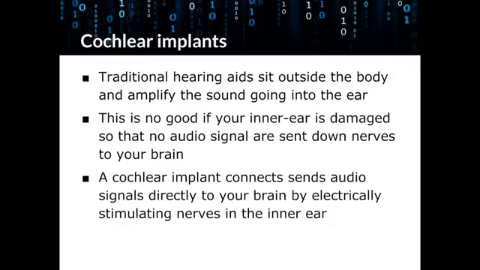A cochlear implant overcomes this by connecting directly to the nerves in your inner ear, and what it does is it receives audio signals and sends them straight to the brain. So it's not actually using any of the mechanical internals of your ear at all. It's bypassing it, and it has this direct connection by sending the electrical signal straight through the nerves into your brain.